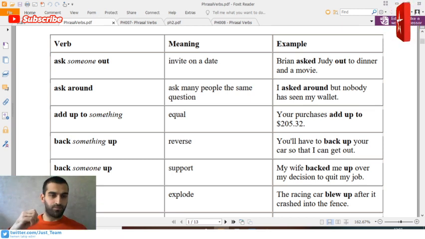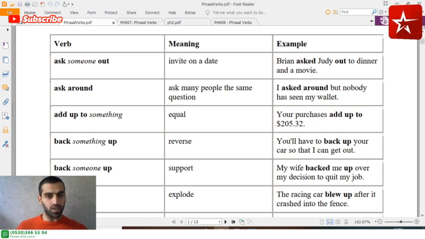And blow up means explode, like a bomb. Blow up means explode. The racing car blew up after it crashed into the fence. The racing car blew up, in the past simple, it means exploded after it crashed into the fence.